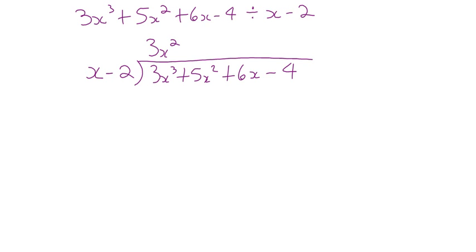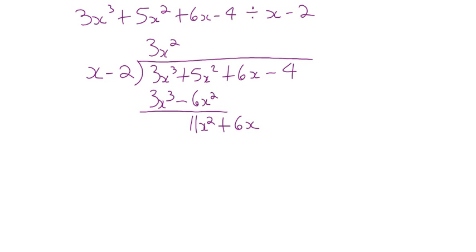So now we're going to multiply 3x squared by x minus 2, giving me 3x cubed minus 6x squared. Okay, we're going to put a bar down. We're going to subtract now. 3x cubed minus 3x cubed is 0. 5x squared minus negative 6x squared is 11x squared. And we're going to bring down the 6x.